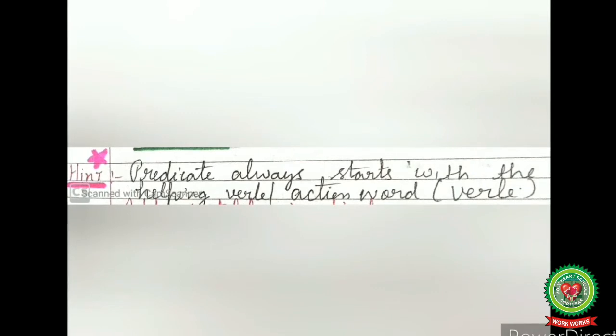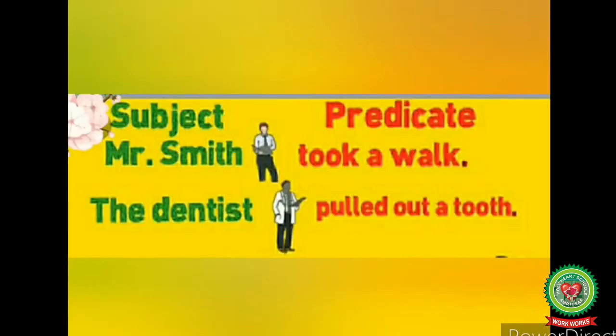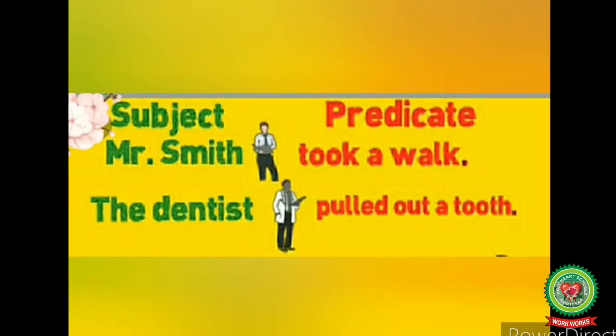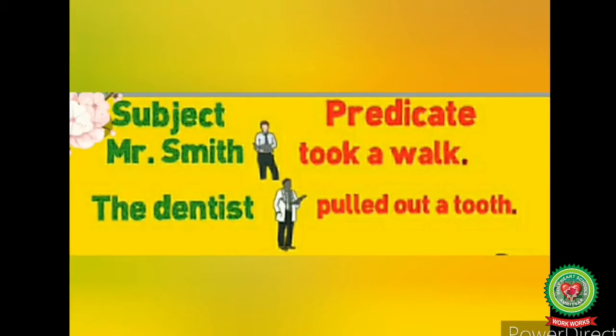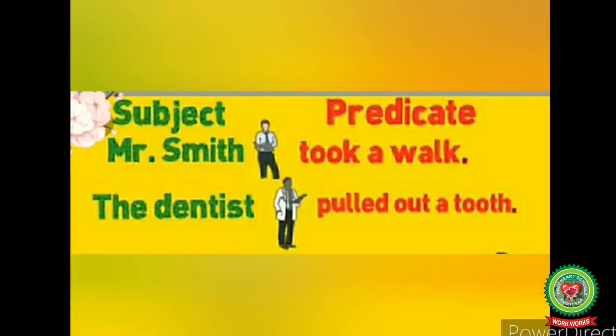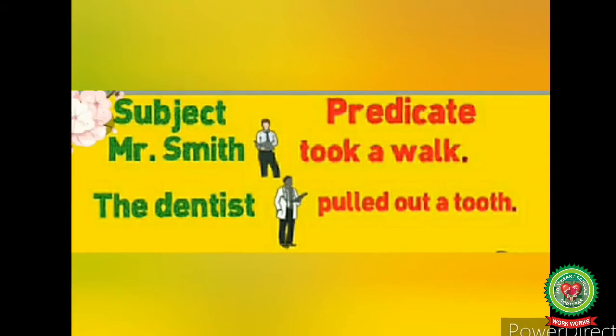Now we'll discuss some examples related to subject and predicate. Now let's start and read the first sentence, that is, Mr. Smith took a walk. Here, who? Mr. Smith. So subject. What we are talking about the subject? Took a walk, so predicate. Now read the next sentence, that is, the dentist pulled out a tooth. About whom we are talking? The dentist, so subject. What we are talking? Pulled out a tooth, so predicate.